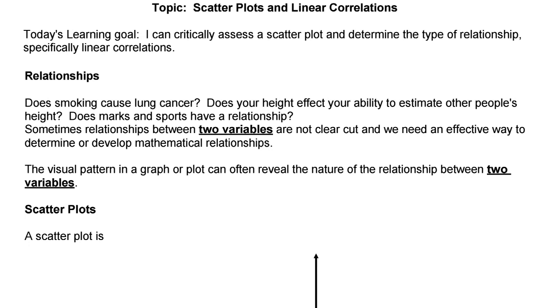So today's learning goal is, can you critically assess the concept of a scatter plot and determine the type of relationship, specifically linear correlations, right? So do you know what a linear correlation is? All right. So here are some relationship concepts. Does smoking cause cancer? Does your height affect your ability to estimate other people's height? Does your mark in sports have a relationship?